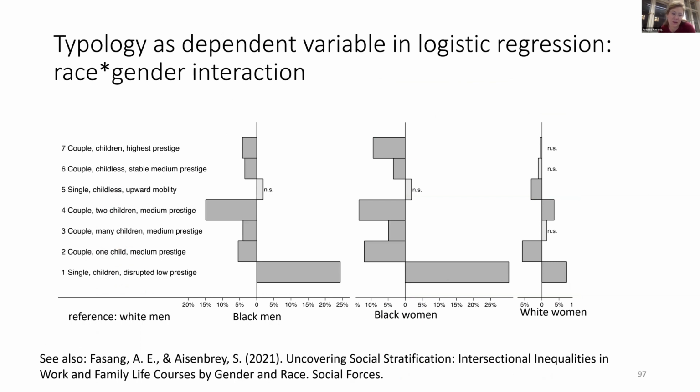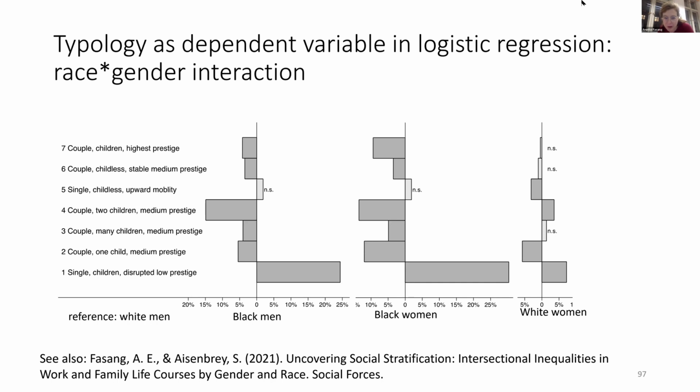And what we saw, so here you see these life course types, they were then a dependent variable in a logistic regression. Up here, group 7 is the one with the highest income. Group 1 down here has the lowest income, single parents with these very disrupted careers. And then you see predicted probabilities for Black men, Black women, and white women to be in these groups relative to white men. And we saw indeed that Black men had a higher probability by almost 25% to be in this lowest income life course, and also a significantly lower probability to be in the highest income life course.